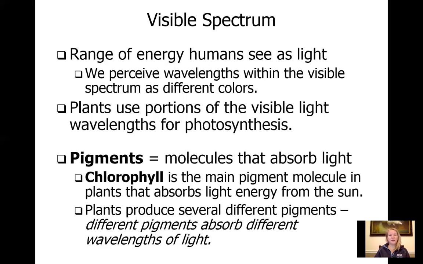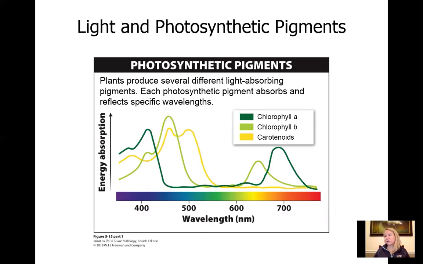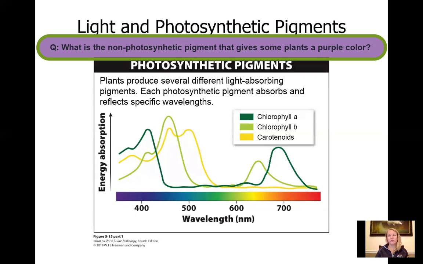Chlorophyll is the main pigment molecule in plants that absorbs light energy from the sun. The overall message I want you to know is that there are different chlorophylls. There's chlorophyll A and chlorophyll B, and then there are the carotenoids. The combination of those in different amounts will reflect back different colors. And then it shows you what wavelengths each of these pigments is at.